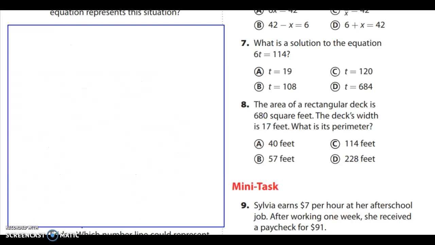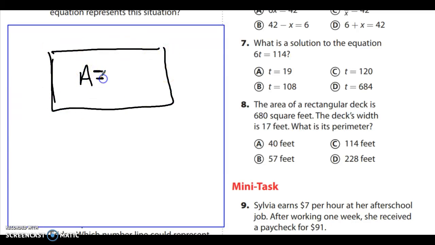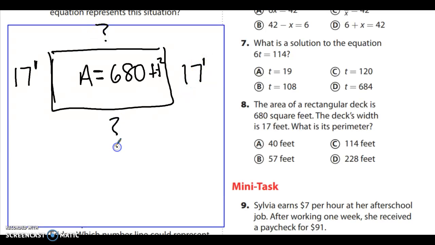This one's actually kind of tricky, but I'm happy to help you. Number 8 reads, the area of a rectangular deck is 680 square feet. The deck's width is 17 feet. What is its perimeter? So I'm going to put 17 feet here. I also know this distance is 17 feet. I don't know this one, and I don't know this one. I could call them L's or I could call them question marks.